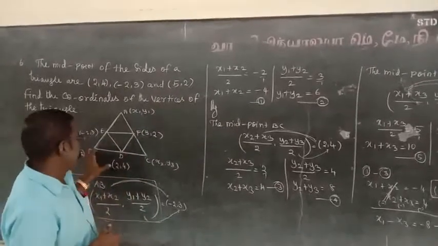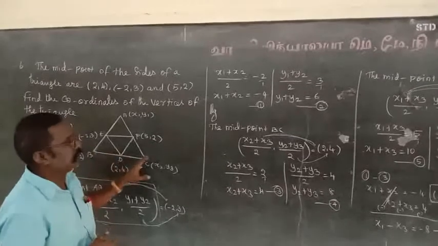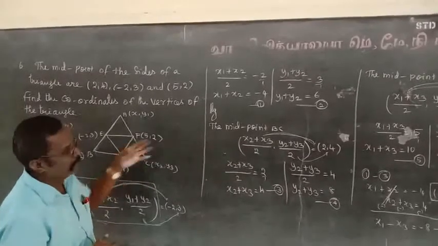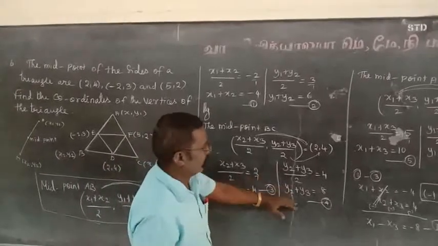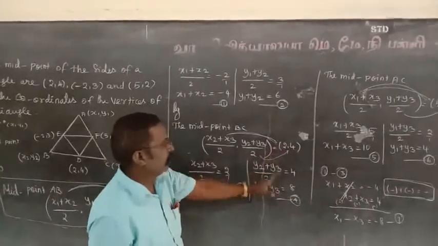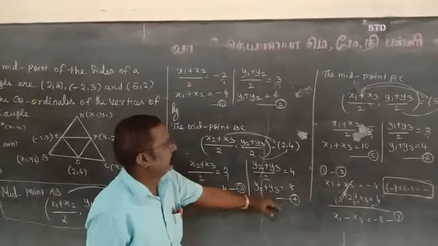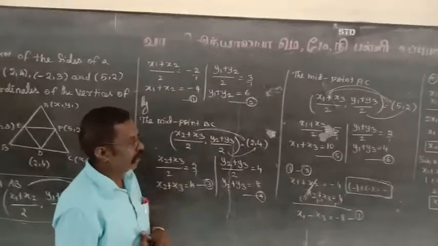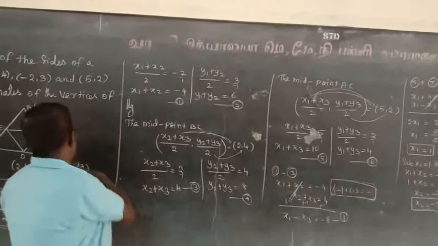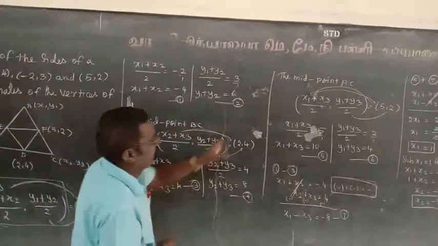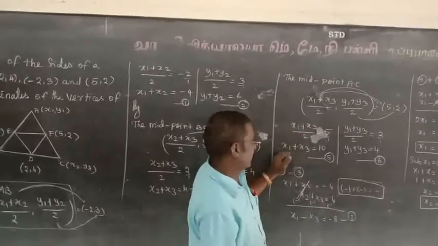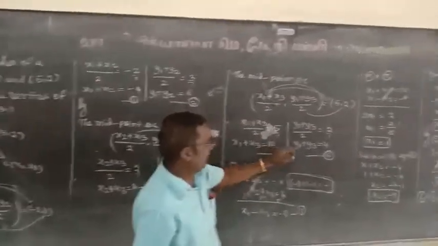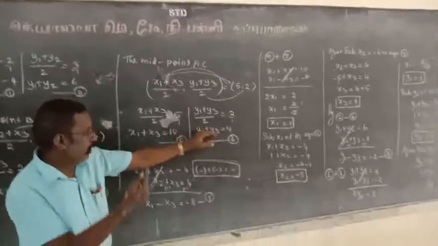The same principle applies here for side BC. The midpoint is 2 comma 4. So x2 plus x3 equal to 4, and y2 plus y3 equal to 8, since 4 twos are 8. So equation number 3, equation number 4. Two sides are already taken. The third side, the midpoint of AC, uses x1, x3, y1, y3. So finally x1 plus x3 equal to 10, and y1 plus y3 equal to 4.